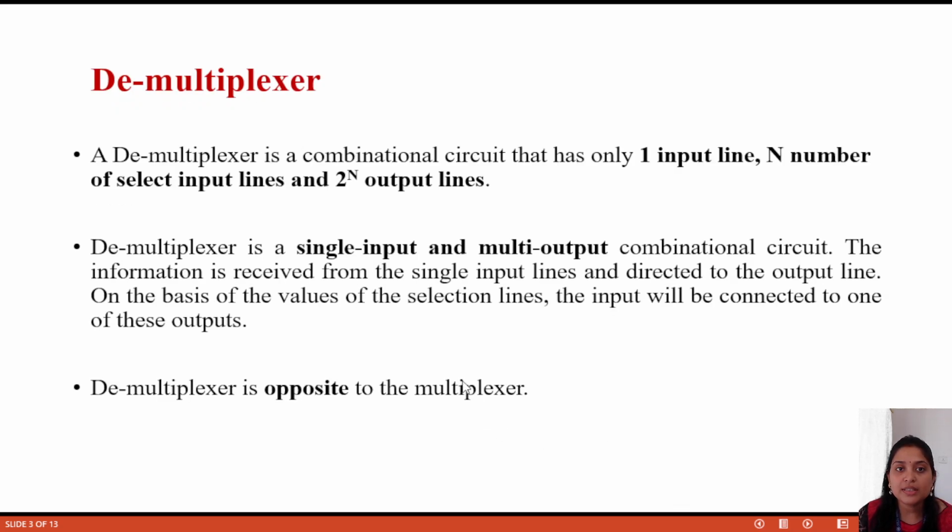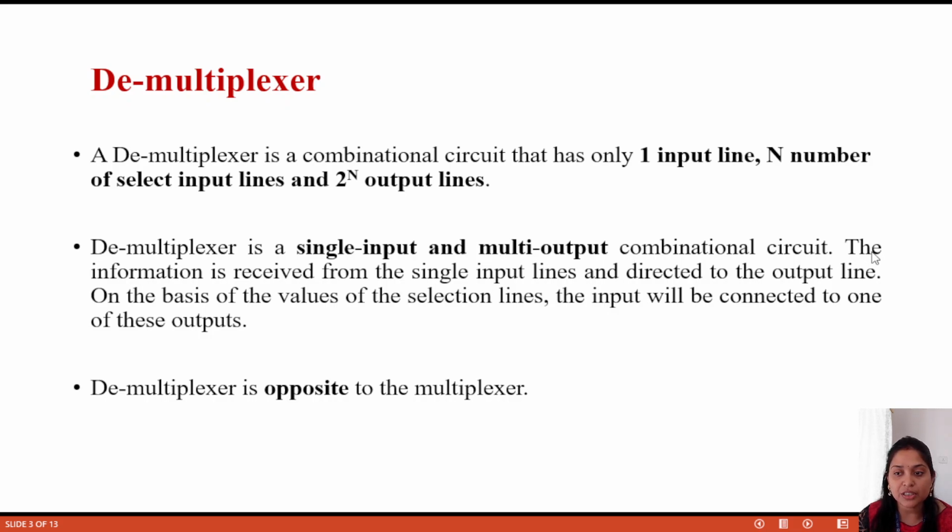So, what is a de-multiplexer? In the case of a de-multiplexer, there is only one input line, n number of select input lines, or you can say control input lines, and 2 to the power n number of output lines. If there are 2 control inputs or select inputs, then the output lines will be 2 to the power 2, that means 4. If there is 1 select input, 2 to the power 1 means only 2 outputs. So a demultiplexer is a single input and multi output combinational circuit.